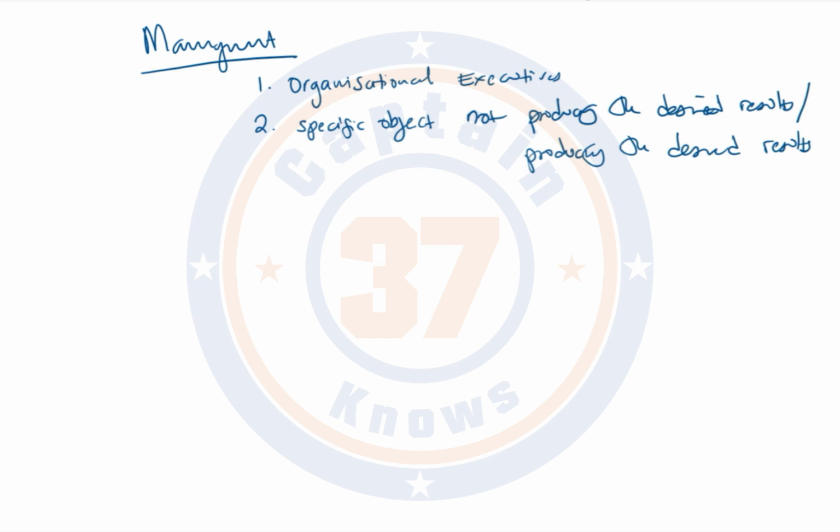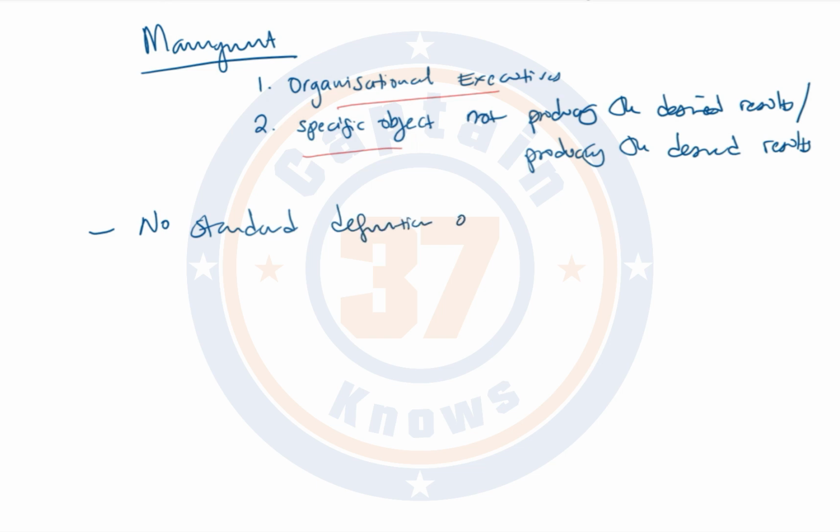The whole point is that when anyone uses the word management, they use it in reference to one of these two. Number one, a specific object not producing or producing the desired results. Or number two, those people in a company that make the decisions. To get straight to the point, there is no standard definition of management.